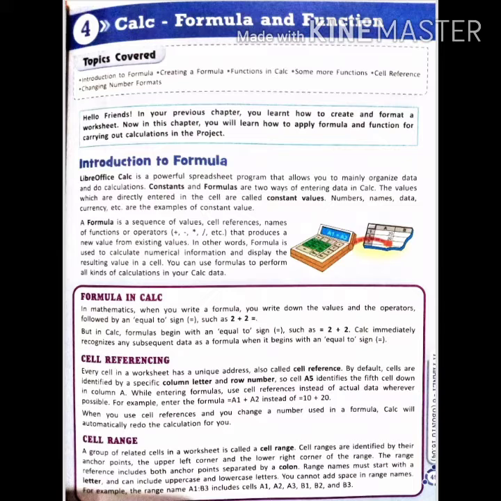Cell ranges are identified by their anchor points, the upper left corner and the lower right corner of the range. The range reference includes both anchor points separated by a colon. Range names must start with a letter and can include uppercase and lowercase letters. You cannot add space in range names. For example, the range name A1:B3 includes cells A1, A2, A3, B1, B2 and B3.